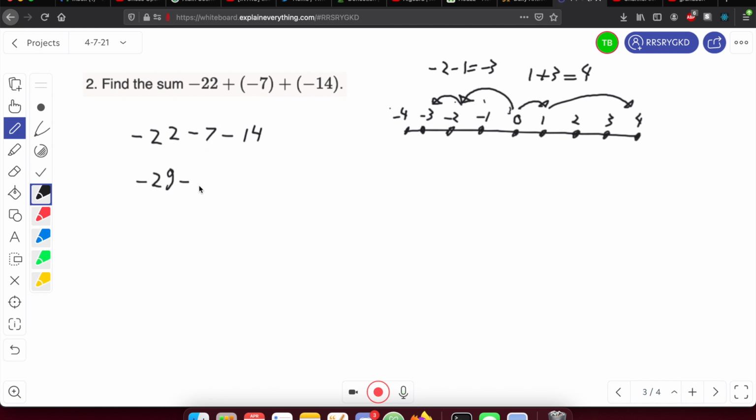We can subtract 14 on top of this. And now all we have to do is subtract 14 from negative 29. You can think of it as adding 14 to positive 29, just going in the opposite direction. So this gives us, let's see, negative 43, I believe. Yeah, and this would be our final answer.